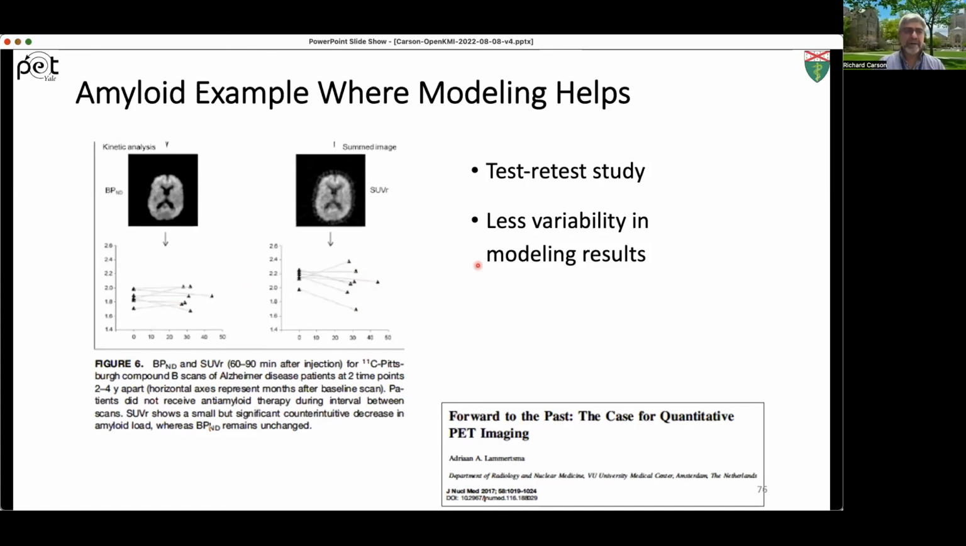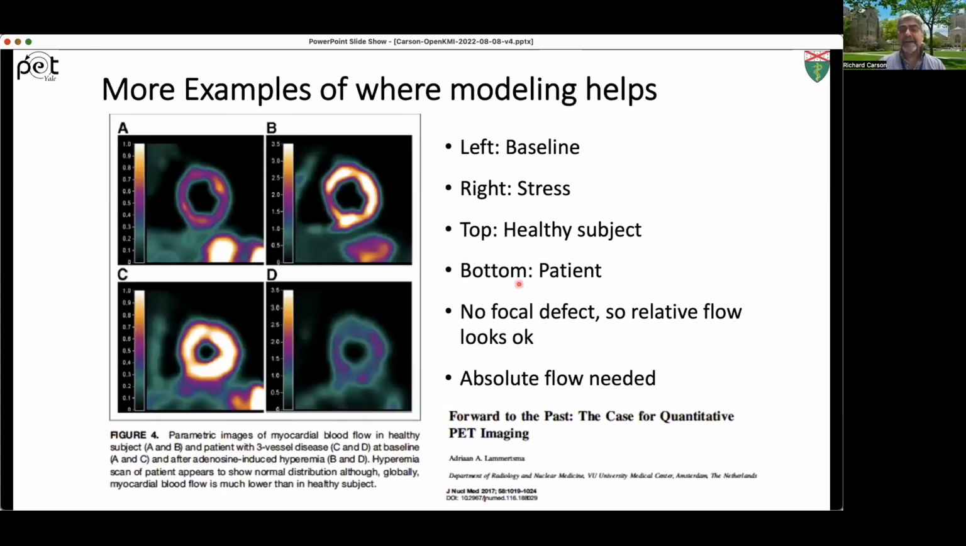Or here's an example in the heart. Very commonly in myocardial work, you're looking for a regional defect. And you might have studies where you have a baseline and a stress. And honestly, if you just look at that parametric image without looking quantitatively, all you'd be looking for is, are things non-uniform? Are you seeing a regional change? But in this patient, for example, and again, the scales are very different here, there was no focal defect, but the absolute flow was not there. Because if you only looked at relative flow, you would miss the fact that they didn't get the high flow increase that you needed. So the absolute measures were very important.